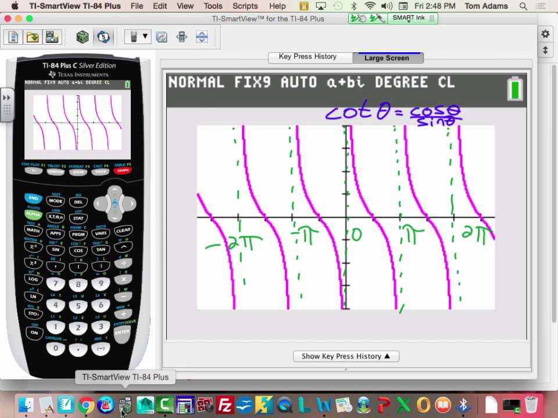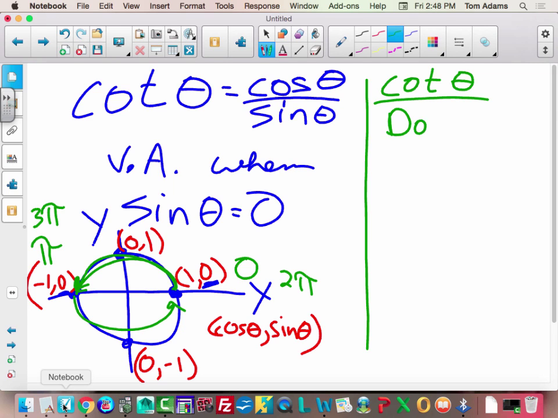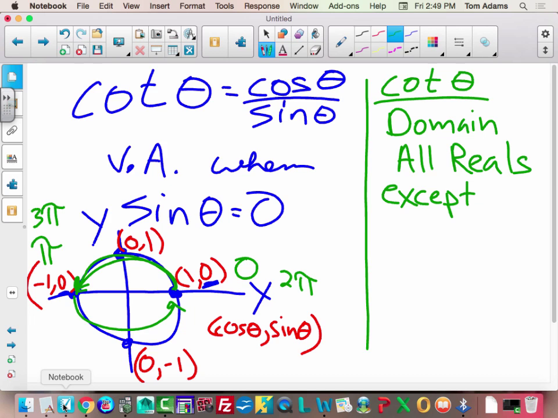You guys ready? You gonna help me out? Okay, so for cotangent of theta, what is the domain? All reals except for k times pi. What would k be this time, though? k is just an integer. It's 0, 1, 2, 3, 4. Multiples of pi.